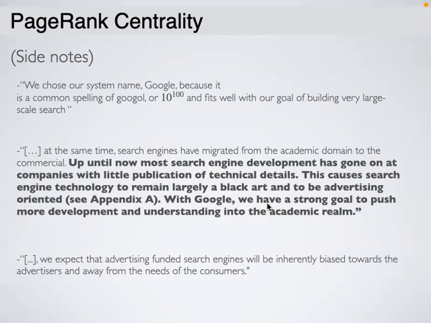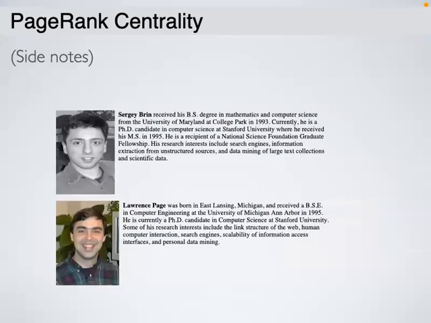So, okay, they changed their mind a little bit later, but in this paper, I was really motivated to create some very open and academic friendly search engine. They even say, "We expect that advertising funded search engines will be inherently biased toward the advertisers and away from the needs of the consumers." That was really at the core of creating Google, but then it changed. So yeah, they were young at the time, they were PhD students, so maybe it's normal.